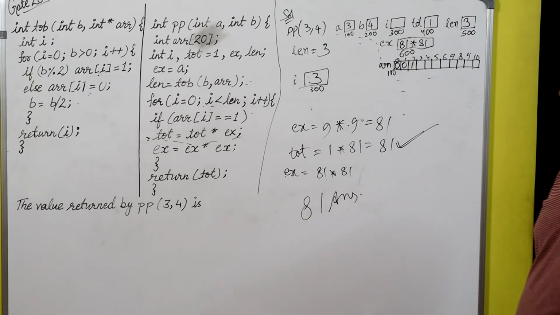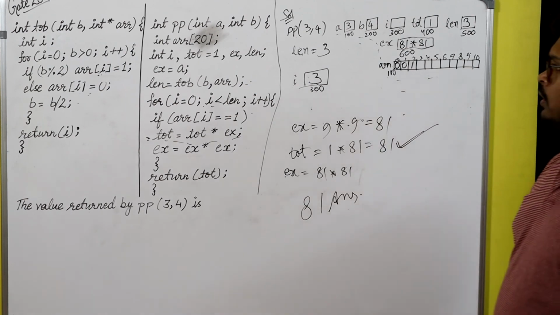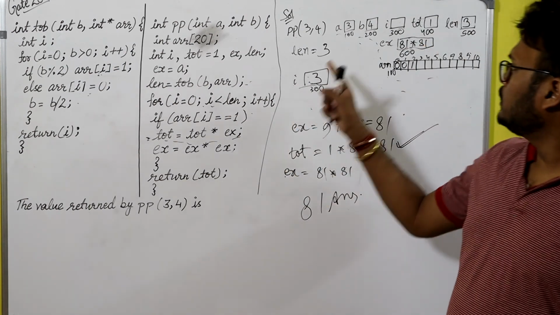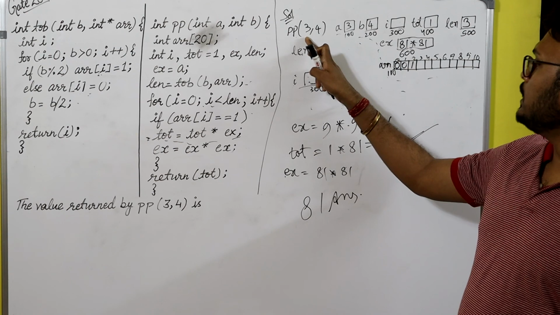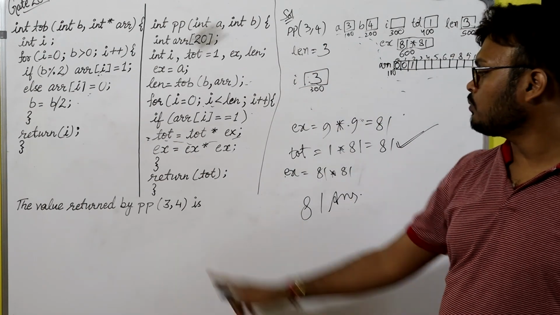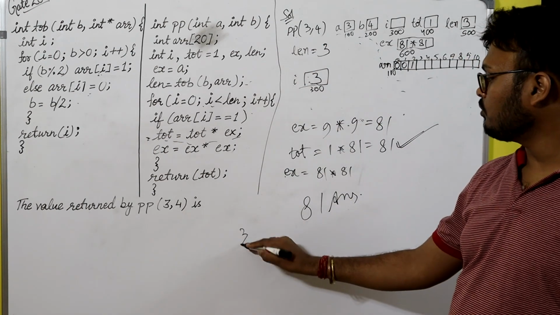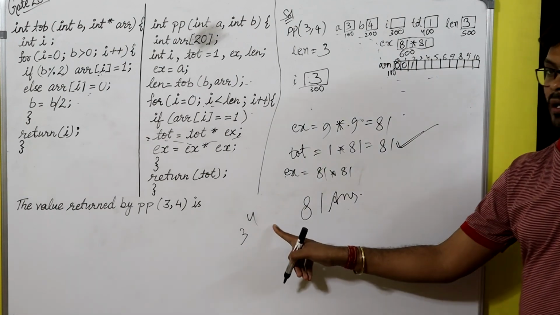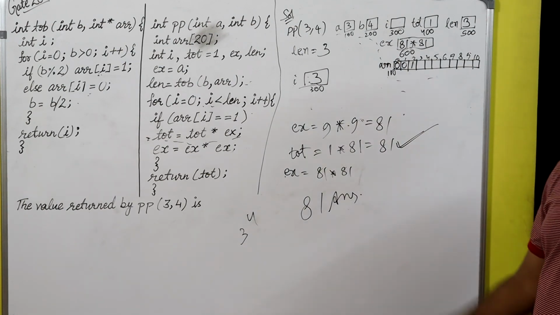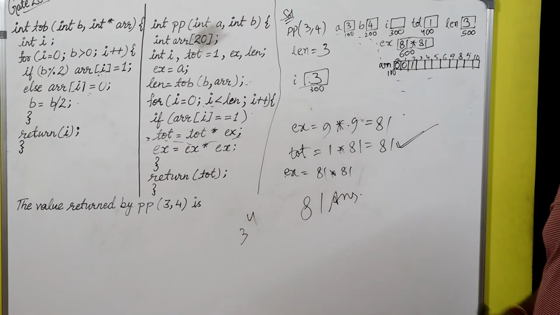Okay. So here you can observe one thing. Two parameters had been passed initially, 3 and 4. It means the final answer is 3 to the power 4, because 3 to the power 4 is 81. Okay. So that's all about this question.